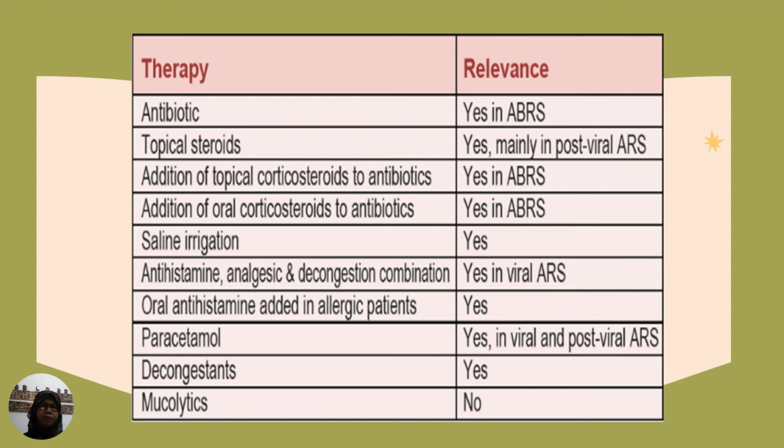This is the simplified slide on medication that can be given in patients with rhinosinusitis. Basically it's the same for acute and also chronic, except for antibiotics. We give antibiotics in cases where they fulfill the criteria for acute bacterial rhinosinusitis. And oral steroid, we give to those with chronic rhinosinusitis with nasal polyps. The rest are basically almost the same.